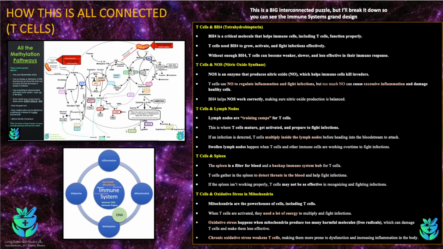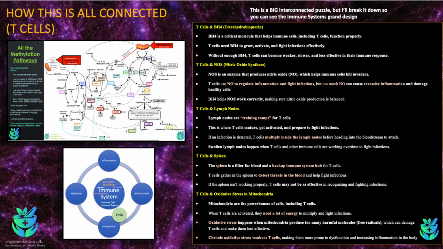T cells and oxidative stress in mitochondria. Mitochondria are the powerhouse of the cells, and this is what gives you your energy, including T cells. When T cells are activated, they need a lot of energy to multiply and fight infections. Oxidative stress happens when mitochondria produce too many harmful molecules, called free radicals, which can damage T cells and make them less effective. So if you are drinking caffeine or smoking, this all contributes to oxidative stress. And a lot of the junk food in the modern Western diet is also oxidative. Chronic oxidative stress weakens T cells, making them more prone to dysfunction and increasing inflammation in the body.